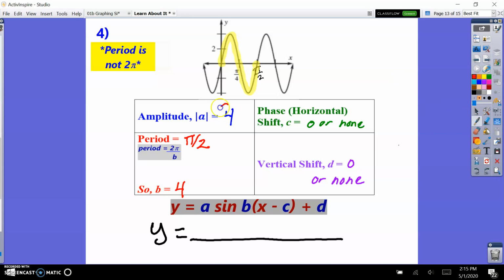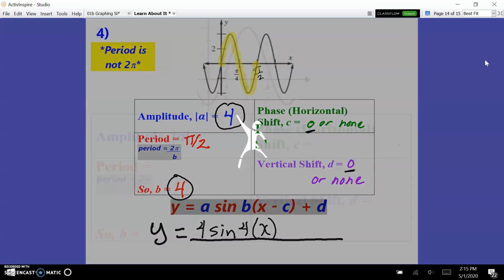So we're going to plug our amplitude in. Let me change that back to black and be consistent. So change that to, there's 4. Sine, our B is now a 4. Our horizontal shift, none again. Our vertical shift, none again. So this is it. And that's your equation right there.